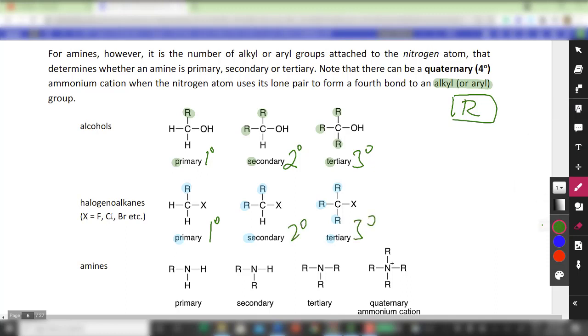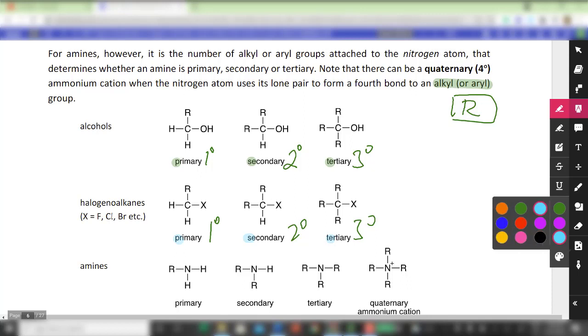Yeah, you might be asking if there's another perspective of looking at it. Yes, there is another perspective if you wish to. So another perspective, let me just erase this. Another perspective to look at things would be, instead of counting the number of R groups, we can count the number of H. So if there are 2 H, then it's primary, 1 H secondary, no H tertiary. Yeah, so that's fine as well. So 2 H primary, 1 H secondary, no H tertiary.